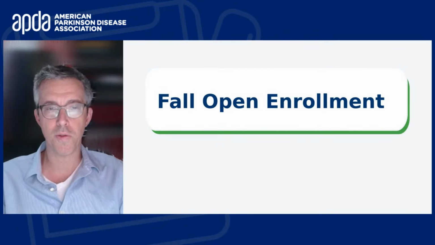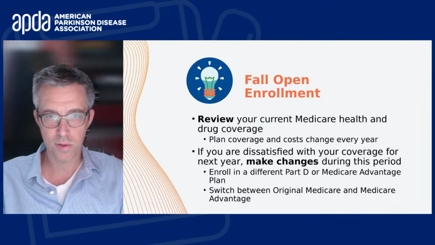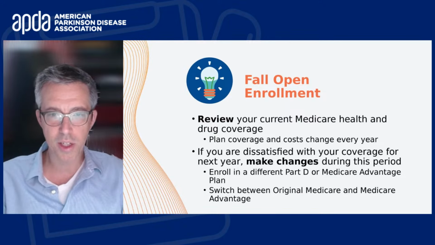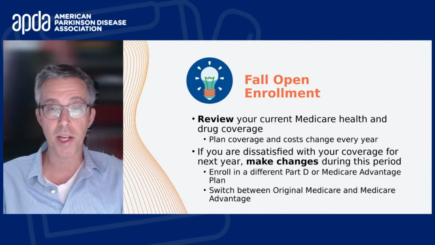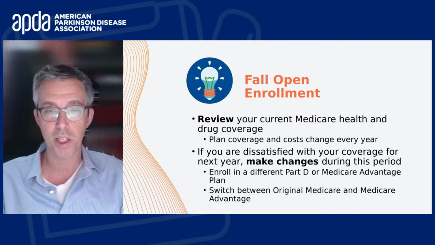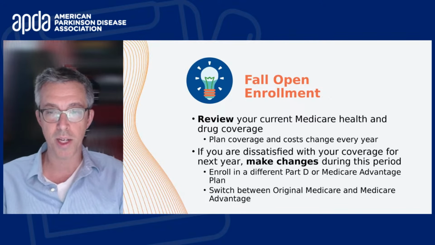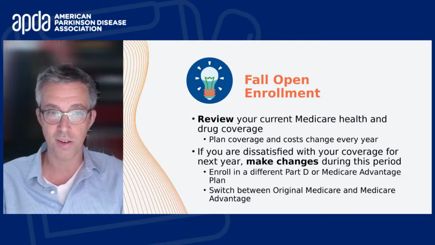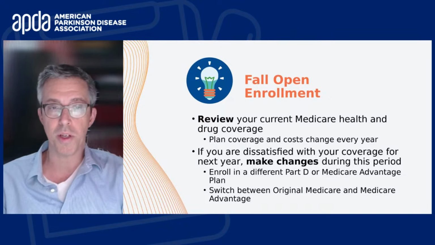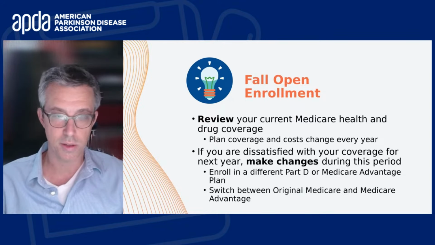So now we're moving on to Fall Open Enrollment. Fall Open Enrollment is where you can review your current Medicare health and drug coverage. Your plan coverage and costs change every year. It's very important that you stay on top of it. If you're dissatisfied with the coverage for next year, you can make changes during this period. You can enroll in a different Medicare Part D or Medicare Advantage plan, or you can switch between Original Medicare and Medicare Advantage.